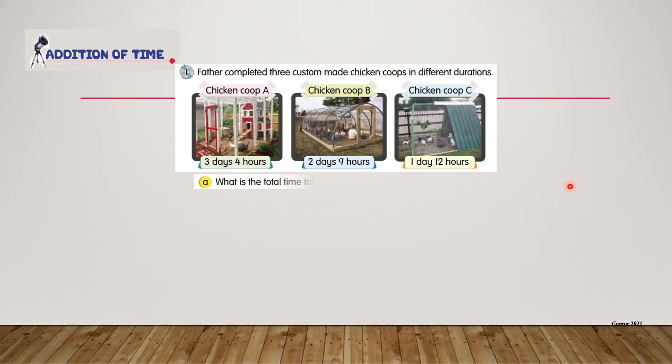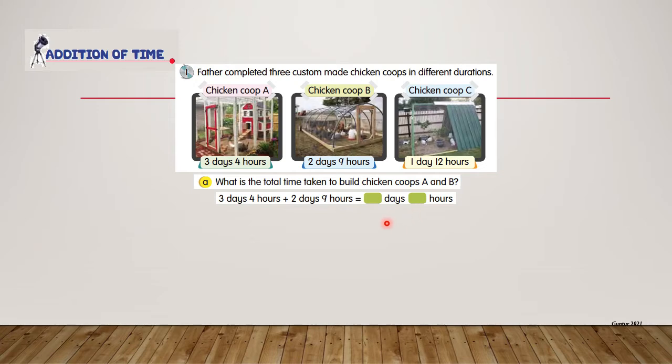Addition of time. Okay. The question is, what is the total time taken to build chicken coops A and B? Only A and B. Okay, so we write the mathematical equation first. 3 days 4 hours add with 2 days 9 hours equals how many days, how many hours.